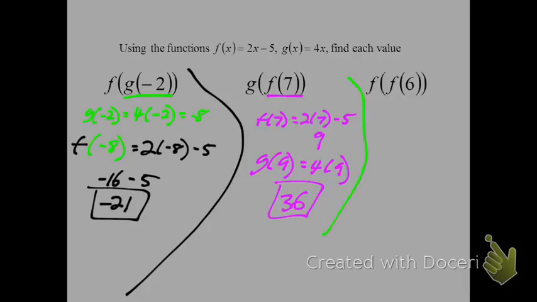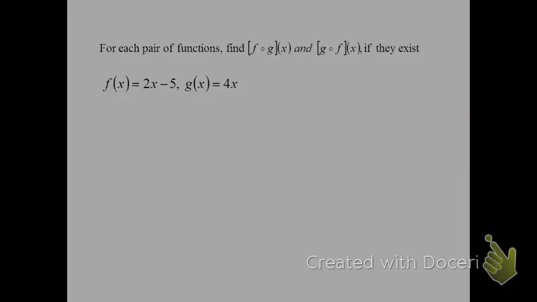Okay, and then f of f of 6, so you plug 6 into f. So 2 times 6 minus 5 gives you 7, and then you take that result and you go back into f. So that can happen on these. So 2 times 7 minus 5, which will give you 9. You can do these with just numbers. You can also do them with other functions.